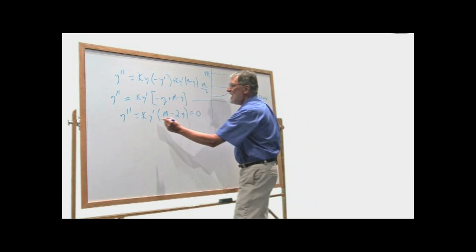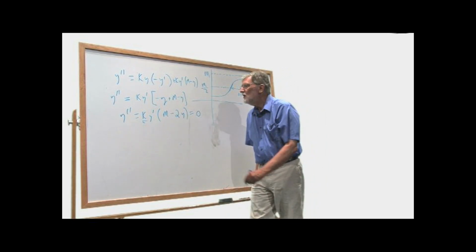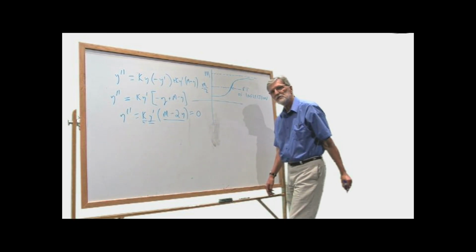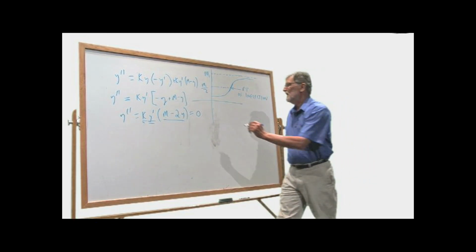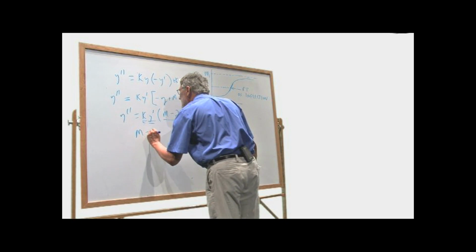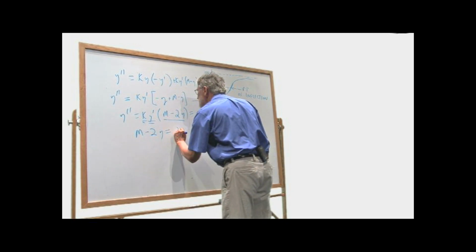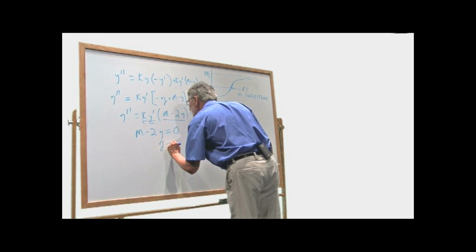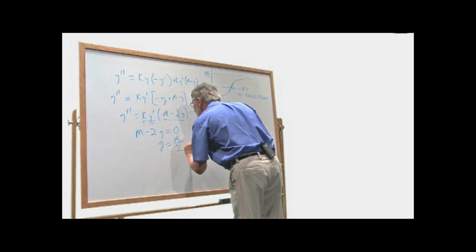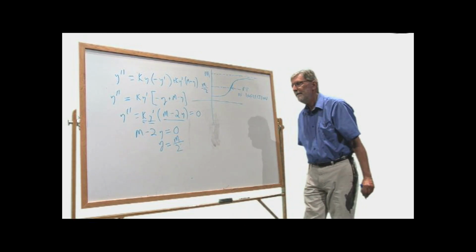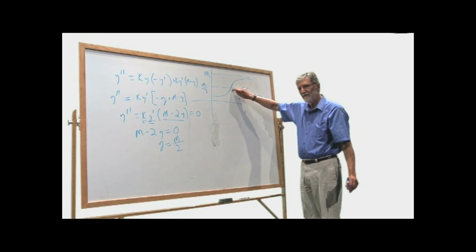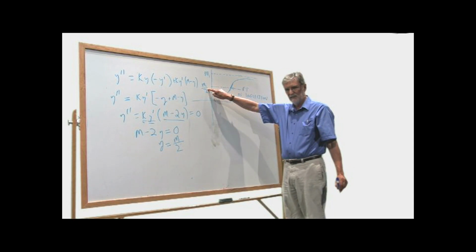Now look, the k is not 0. The y prime is not 0, so the only thing that can be 0 is the m minus 2y. And if I set m minus 2y equal to 0 and solve it, I'll get that y is m over 2. So this tells you that the point of inflection on this graph is halfway to the maximum.